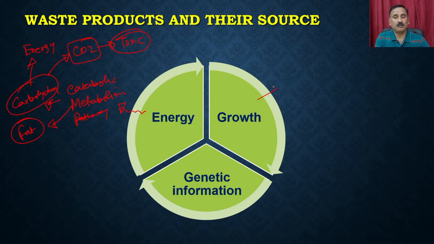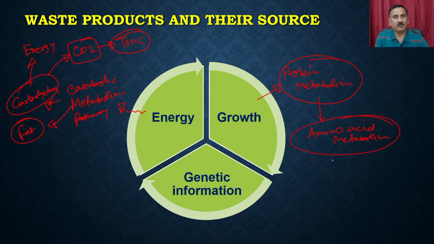Similarly, the organism also wants to grow, right? Because if it takes up nutrition, it also wants to grow in size, and growth requires protein metabolism, right? Protein is the major component responsible for the growth of an organism. Protein metabolism means amino acid metabolism, and amino acid metabolism involves many amino acids which ultimately produce ammonia, and that ammonia is very toxic, so the organism has to get rid of the ammonia from the circulation.